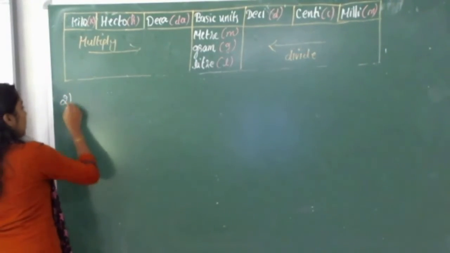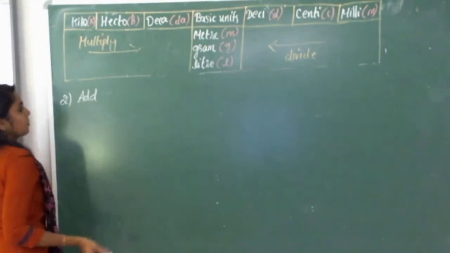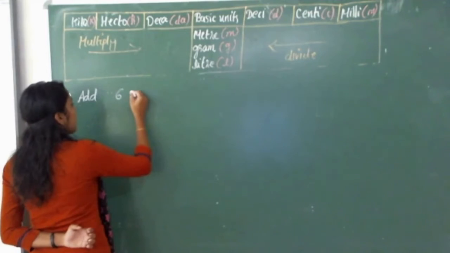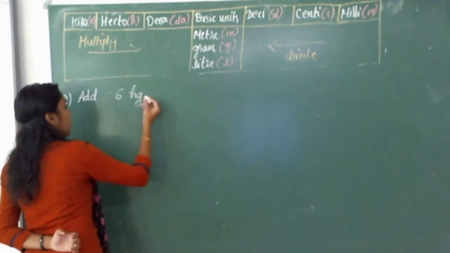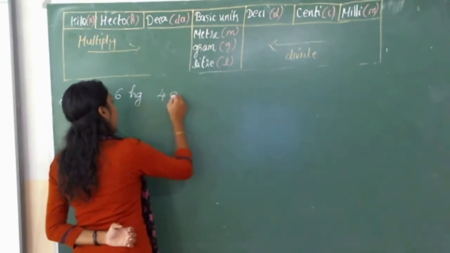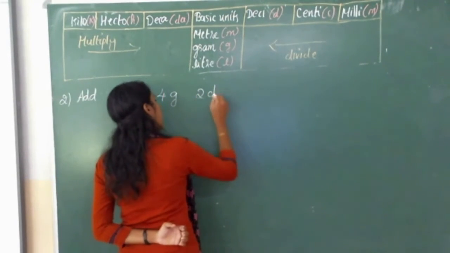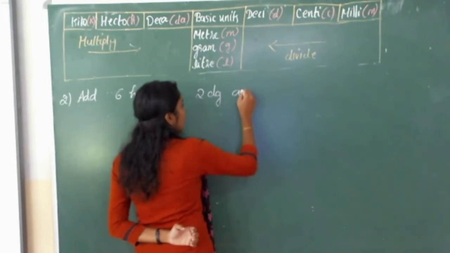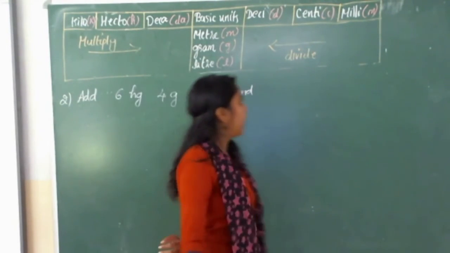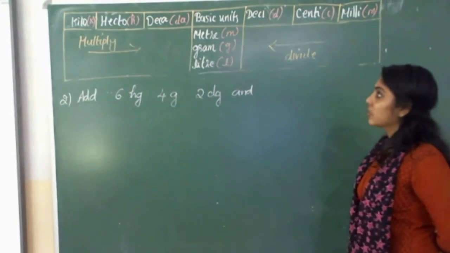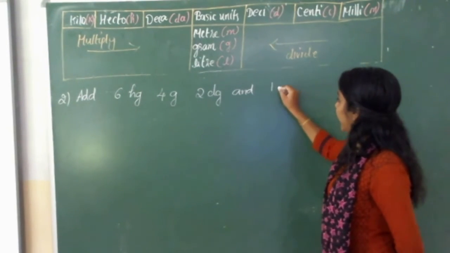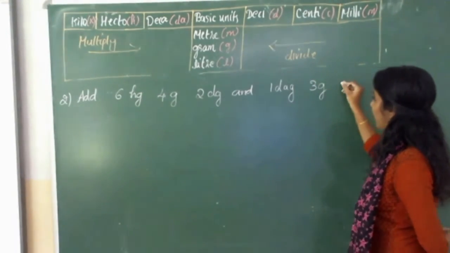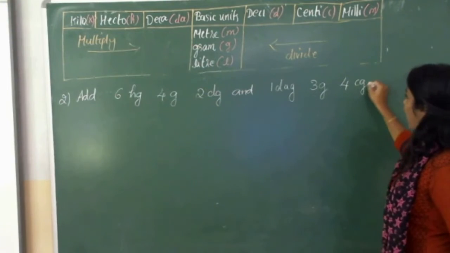Second one, add 6 hectogram, 4 gram, 2 decigram and 1 decagram, 3 gram, 4 centigram.